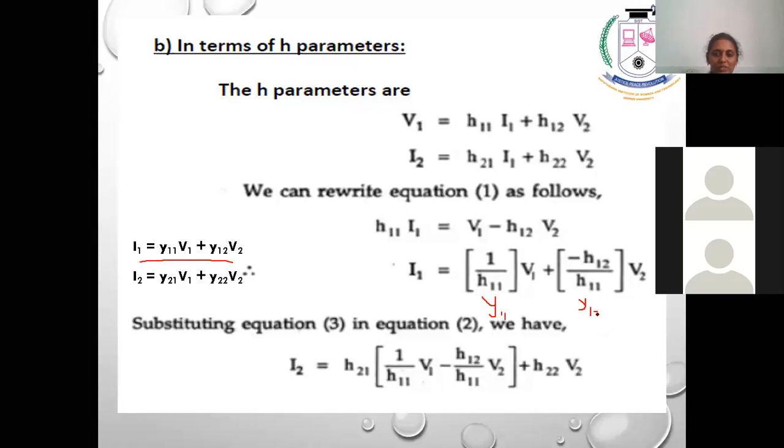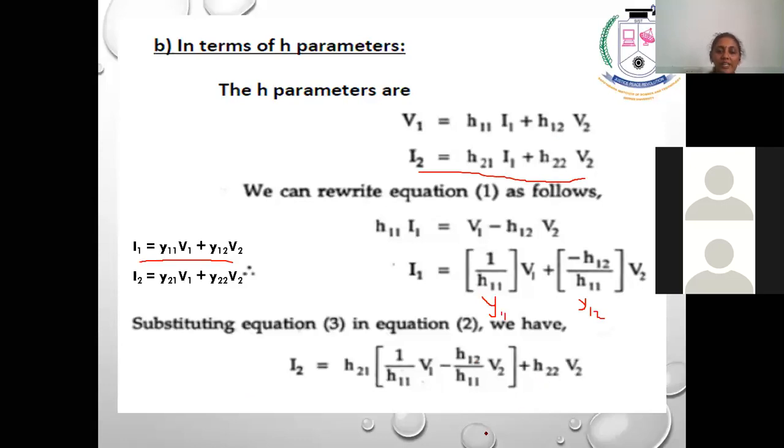Okay, Y12 is equal to minus H12 by H11, and Y11 is equal to 1 by H11. Now substitute this equation in the first one. Here I2 is equal to H21 into I1 we are adding. This is the equation. In this equation, we are going to substitute H21 into I1. I1 is equal to this value plus H22 into V2.